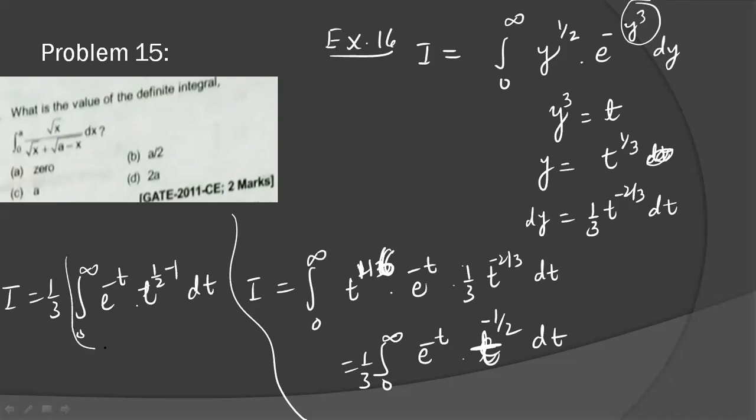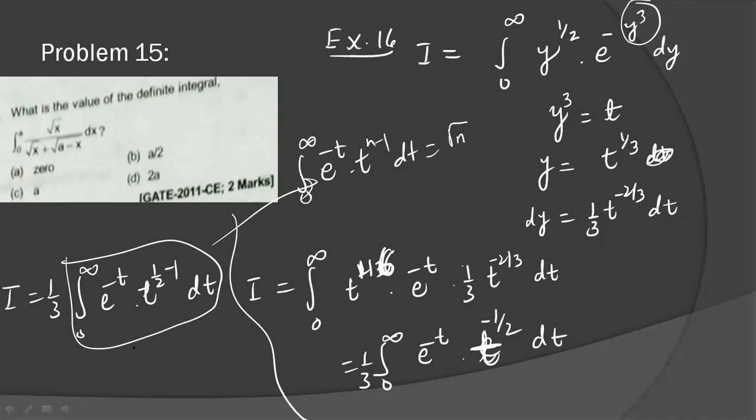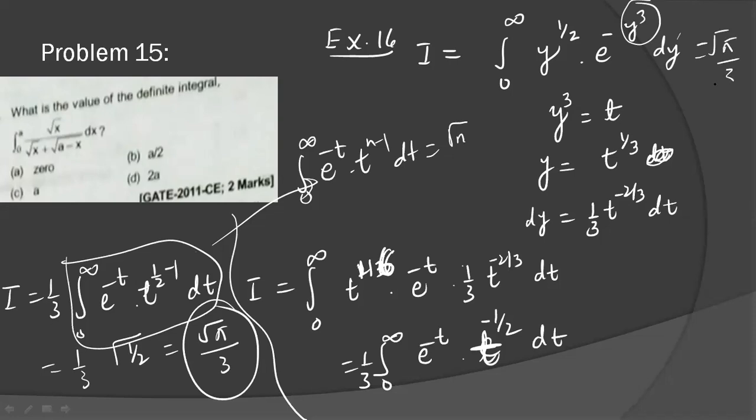So this is nothing else. This is the definition of gamma function. If you compare, the integral from 0 to infinity of e to the power minus t, t to the power n minus 1 dt is equal to gamma n. So it is 1 by 3 gamma 1 by 2, and gamma 1 by 2 is root pi, so root pi by 3 is the answer of this problem.